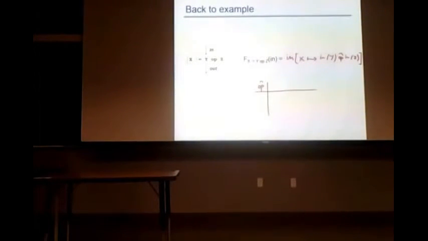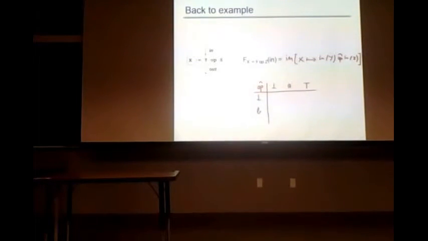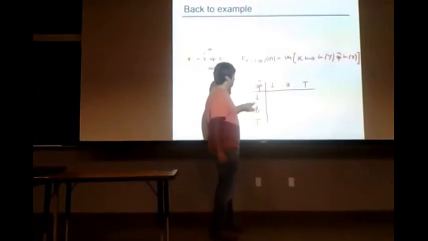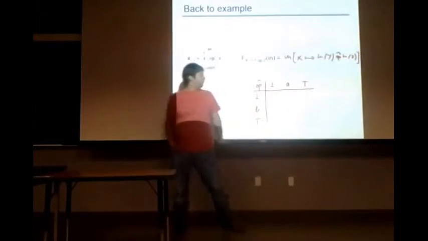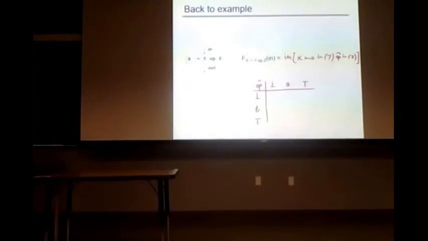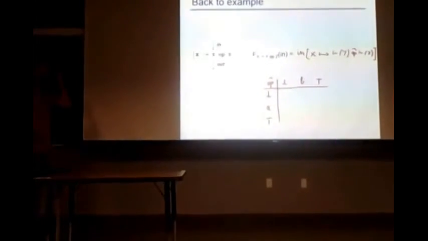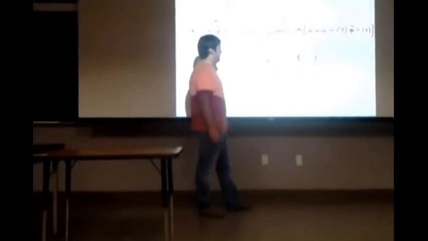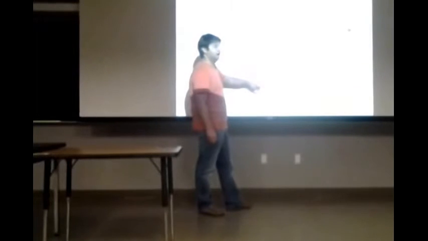So one way to do this is basically to do a table. That's one way to do it, right? So I have bottom. This is the case where this is my first parameter. This is the second parameter. And I can either have bottom, a constant, or top.